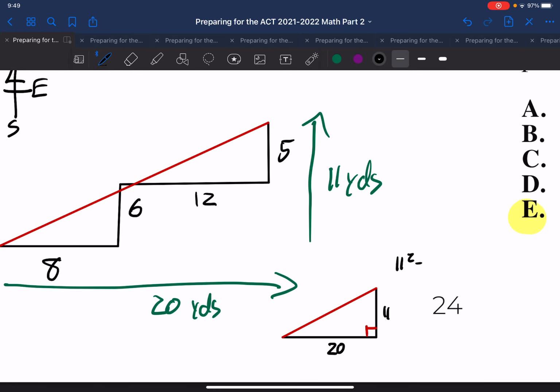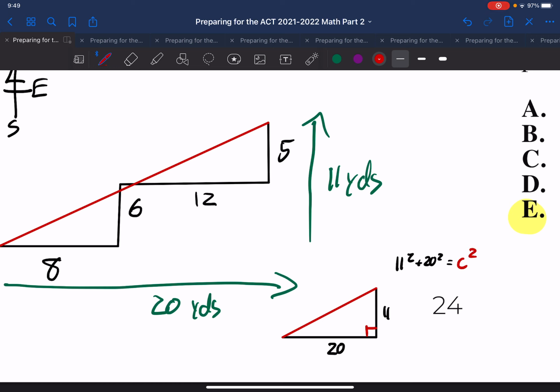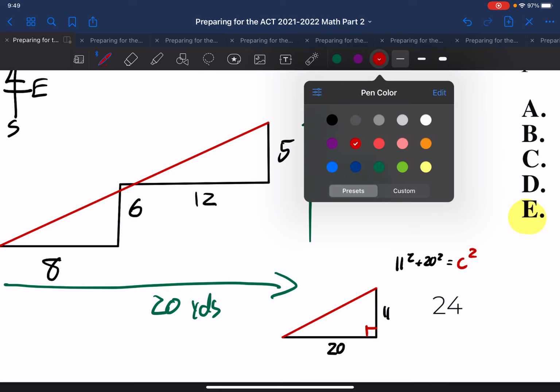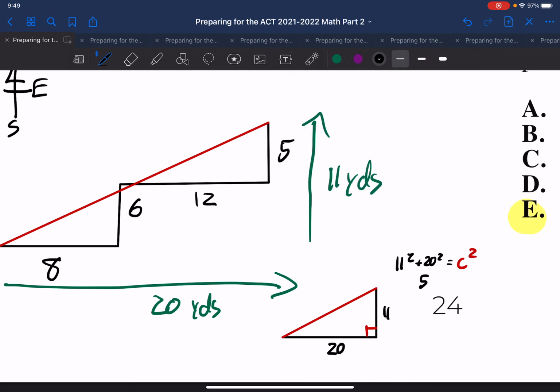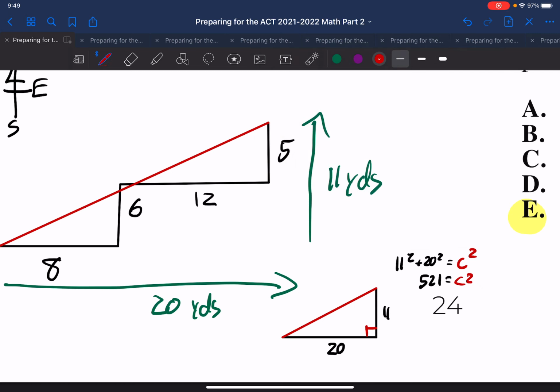So 11 squared plus 20 squared equals, well, we don't know the hypotenuse, that's just c squared. So we'll just reach for my calculator. 11 squared plus 20 squared. That's going to be 521 equals c squared. So that means c is approximately, we'll take the square root of that, 22.8.